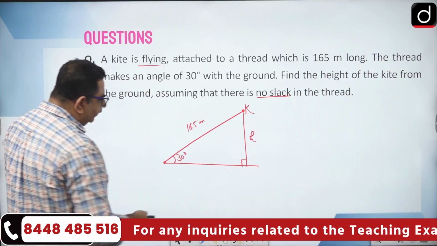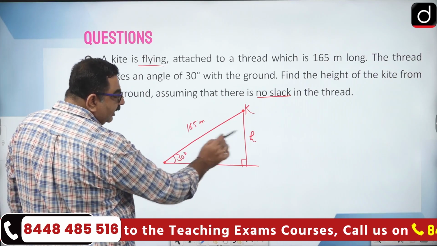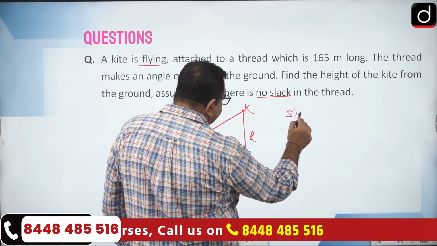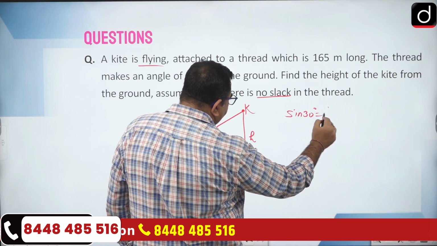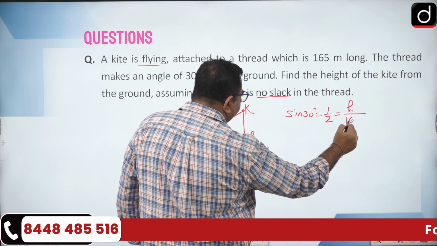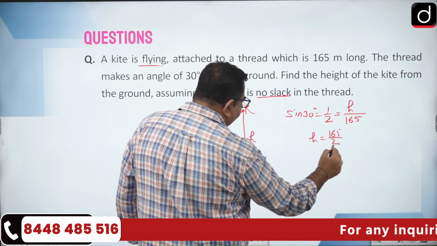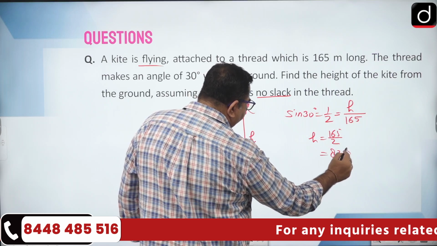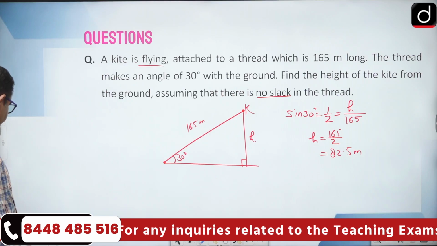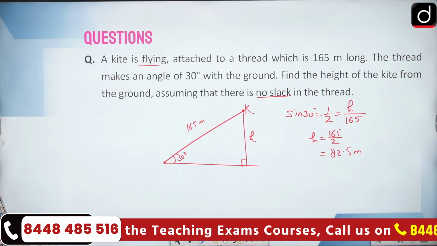This angle is 90 degrees. So now you can see in this question hypotenuse is there and height is there. So if hypotenuse and height are there, we can apply sine 30 degrees. Sine 30 degrees is 1 by 2, that is height by hypotenuse. So height will be 165 by 2, that is 82.5 meters. So the kite is flying at a height of 82.5 meters. Okay, let's try the next one.